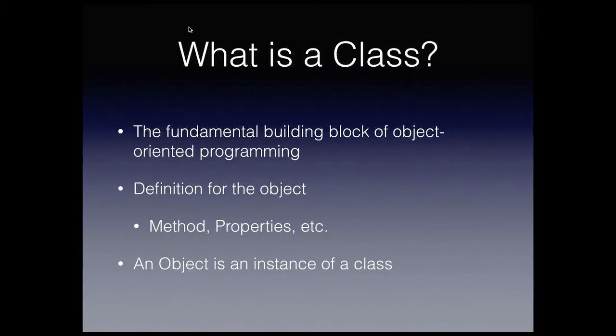The actual object, as I mentioned earlier, is an instance of a class. It takes the class definition, and you say, I want to create an object based on that class. That assigns the class definition to a variable, gives you a place in memory to store all these properties, and gives you access to use the methods and whatnot.